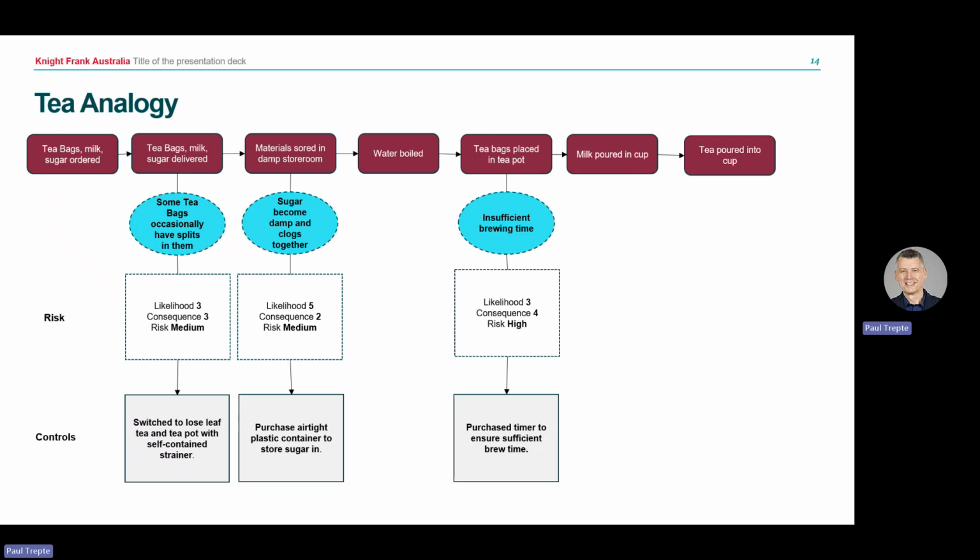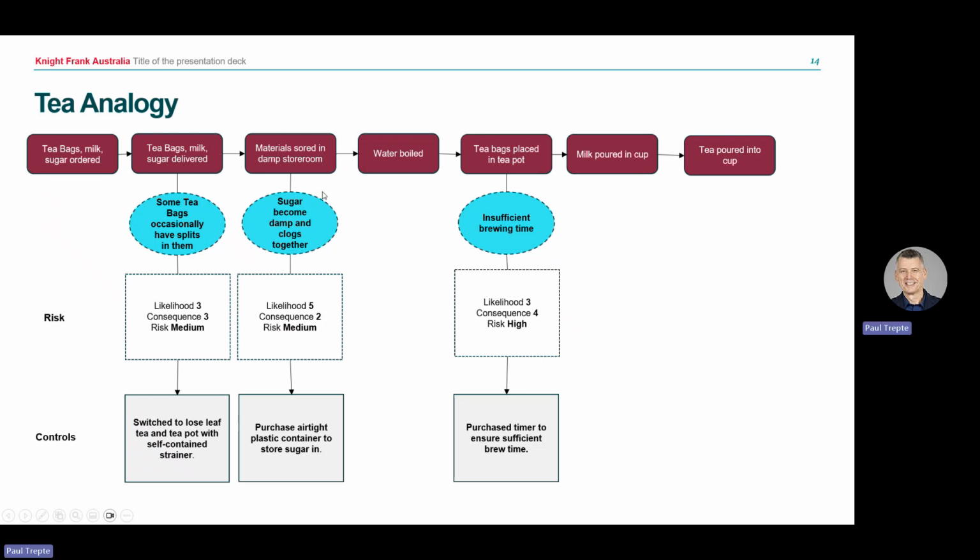And as it's a medium risk, we look at whether there is anything further that we can do. So in this particular instance, we've identified that we could switch to loose leaf tea and start using a teapot which contains a self-contained strainer. And that will eliminate the need to use the tea bags in the first place.